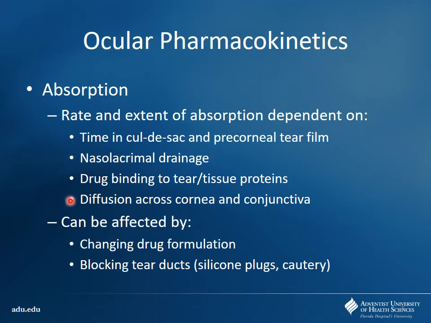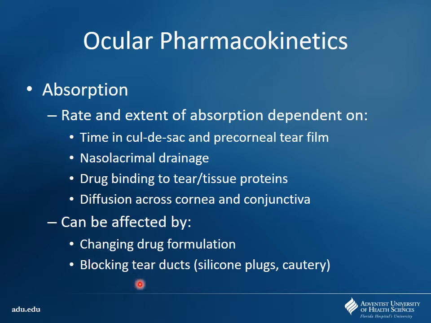Some drugs will diffuse across the cornea and the conjunctiva, and that's where they can actually have their site of action. So if you have an infection or something like that, you can have some absorption occurring there. And this can be affected pretty significantly by changing the drug formulation, whether we're giving it as a liquid or a gel or ointment or something like that.